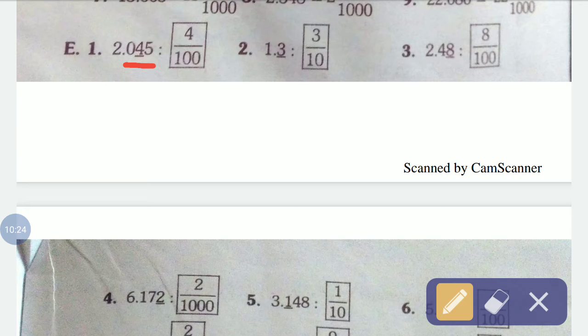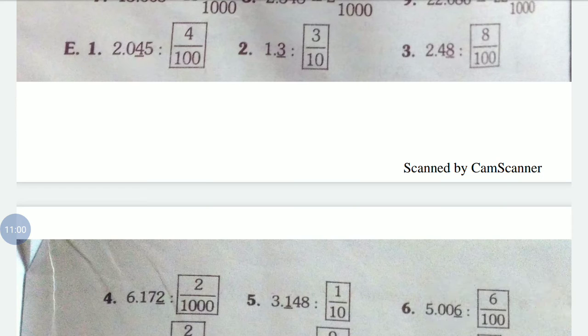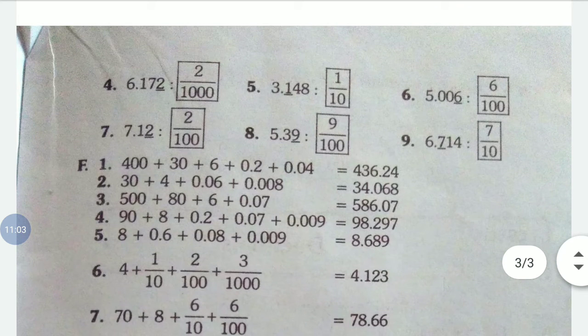This will be on the 10th place, so 3 upon 10. Then 2.48, we should read the number as 2.48. So 8 is on the 100th place, so it will be 8 upon 100. Next is 6.172, as it is in the 10th, 100th and 1000th place, so it will be 2 upon 1000. In this way you have to do the E examples.